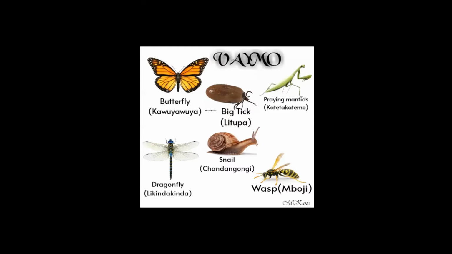On top there, I've got the big tick, litupa. Mainly these are found on animals like cattle. That's where you can find this big tick. Those found on dogs we can call small ticks. They are also ticks, but of smaller size, the small tick and the big tick.